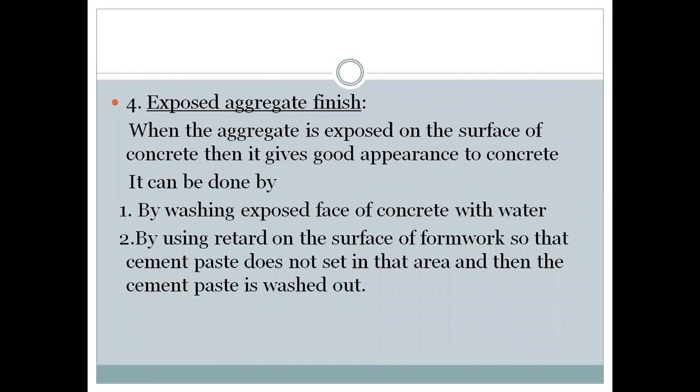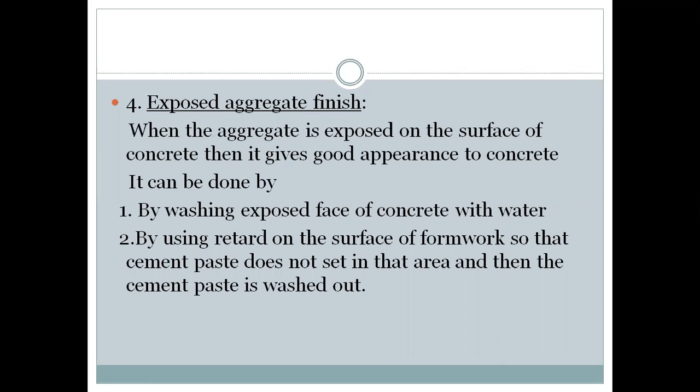Next is exposed aggregate finish. When the aggregate is exposed on the surface of the concrete, it gives a good appearance to the concrete. It can be done by washing the exposed face of the concrete with water, or by using retarder on the surface of formwork so that cement paste does not set in that area and then the cement paste is washed out.